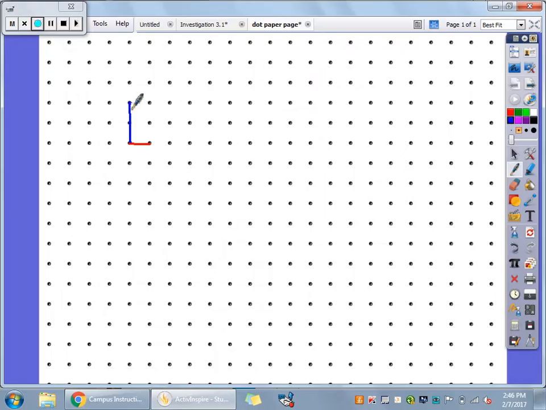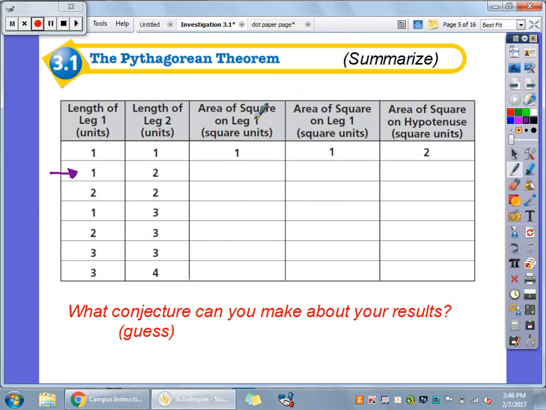And remember, we're counting the spaces between the dots, we're not counting the dots themselves. So even though this has 2 dots, there's 1 space between, and even though there's 3 dots here, there's 2 spaces between. And then we have our hypotenuse, which is this right here. Okay? So what they're asking us to do now is to draw squares off of each of the legs, and this should actually be leg 2, not leg 1, so I apologize for that. But we're going to draw squares off of each of those sides.